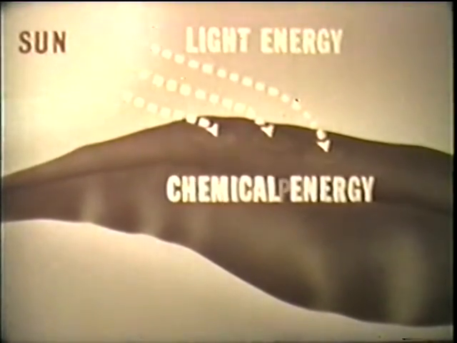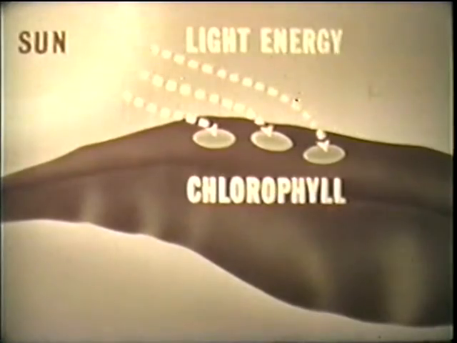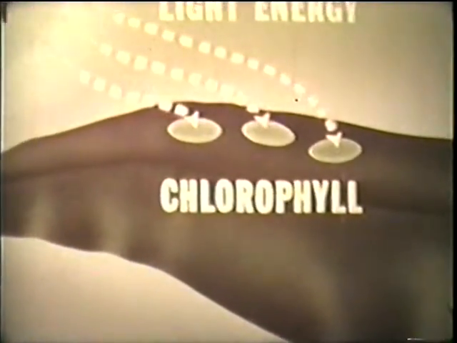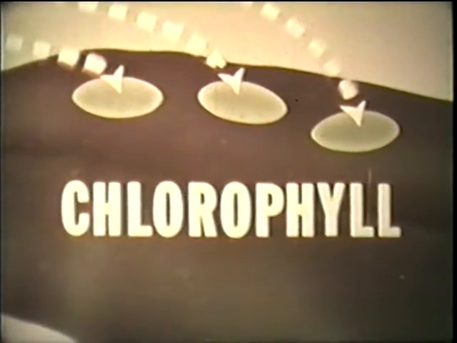The light energy is absorbed by the chlorophyll molecules within the chloroplasts. Chlorophyll molecules, represented by these ovals, are large molecules. Several kinds of chlorophyll are known.